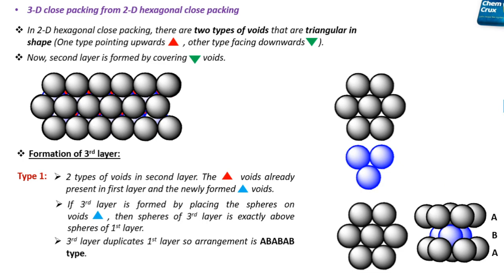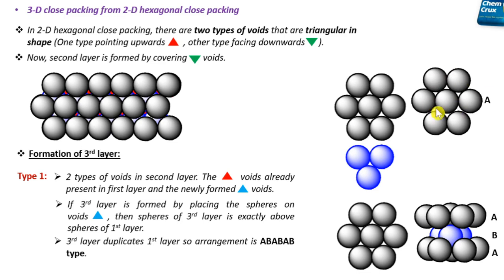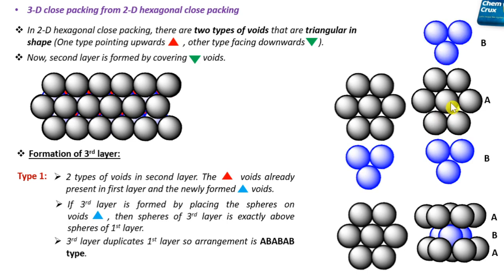So this is the first layer, or we can say layer A, right? Now there is layer B beneath it and there is layer B above it. The arrangement is AB, AB type, right? So there will be layer B both above and below layer A.